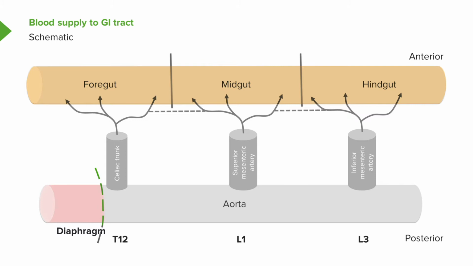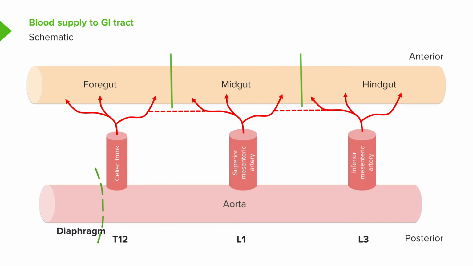The aorta passes through the diaphragm, and at various points along the course, the celiac trunk is given off, the superior mesenteric artery is given off, and the inferior mesenteric artery is given off. So at T12, at L1, and at L3, these vertebral levels, we have the celiac trunk, the superior mesenteric artery, and the inferior mesenteric artery.